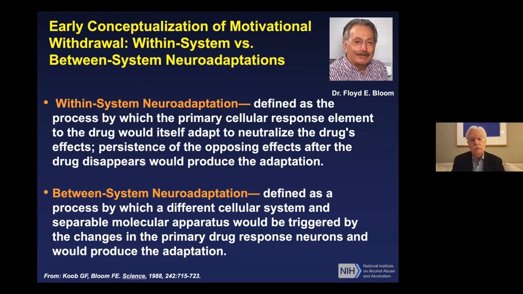So a long time ago, Floyd Bloom and I hypothesized in Science that there were 2 types of neuroadaptations that could occur. We defined them as a within-system neuroadaptation and a between-system neuroadaptation. And they're illustrated on this slide, but let me just simply say a within-system neuroadaptation would be a loss of function in the same circuitry that mediates feeling good, the reward effects of alcohol. Whereas a between-system neuroadaptation would be recruitment of some other system to act in opposition to the feeling good. In other words, a feeling bad system.